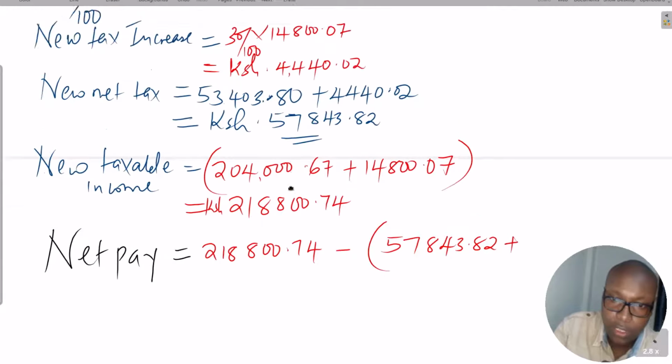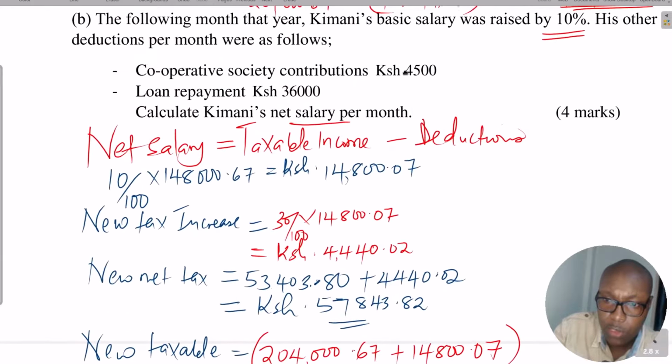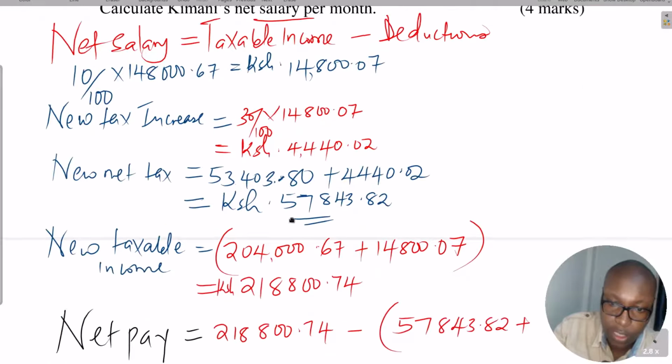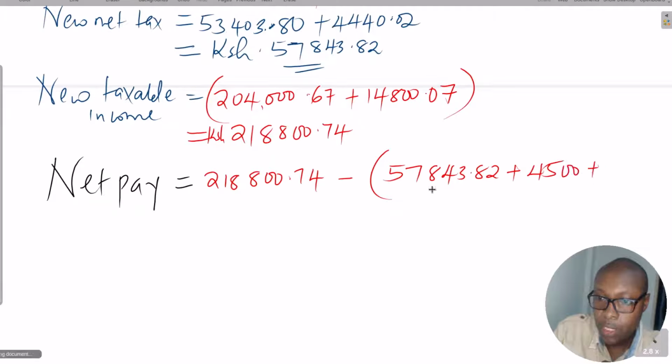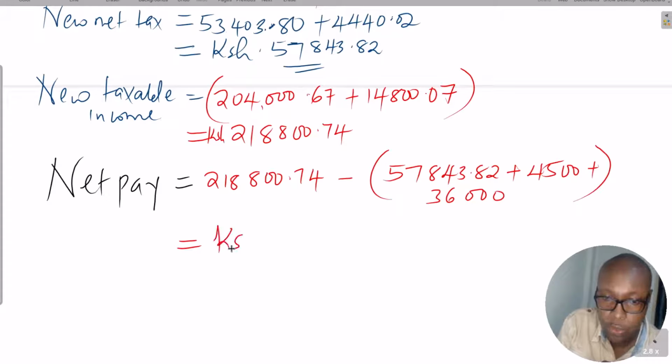And then the other deductions. Let's go to the other part. I can see there's a cooperative society here, 4,500. Then there's 36,000. Those are the only deductions I can see here. So 4,500 plus 36,000. Those are the other deductions. So we work out these, and now these will give you the net pay.